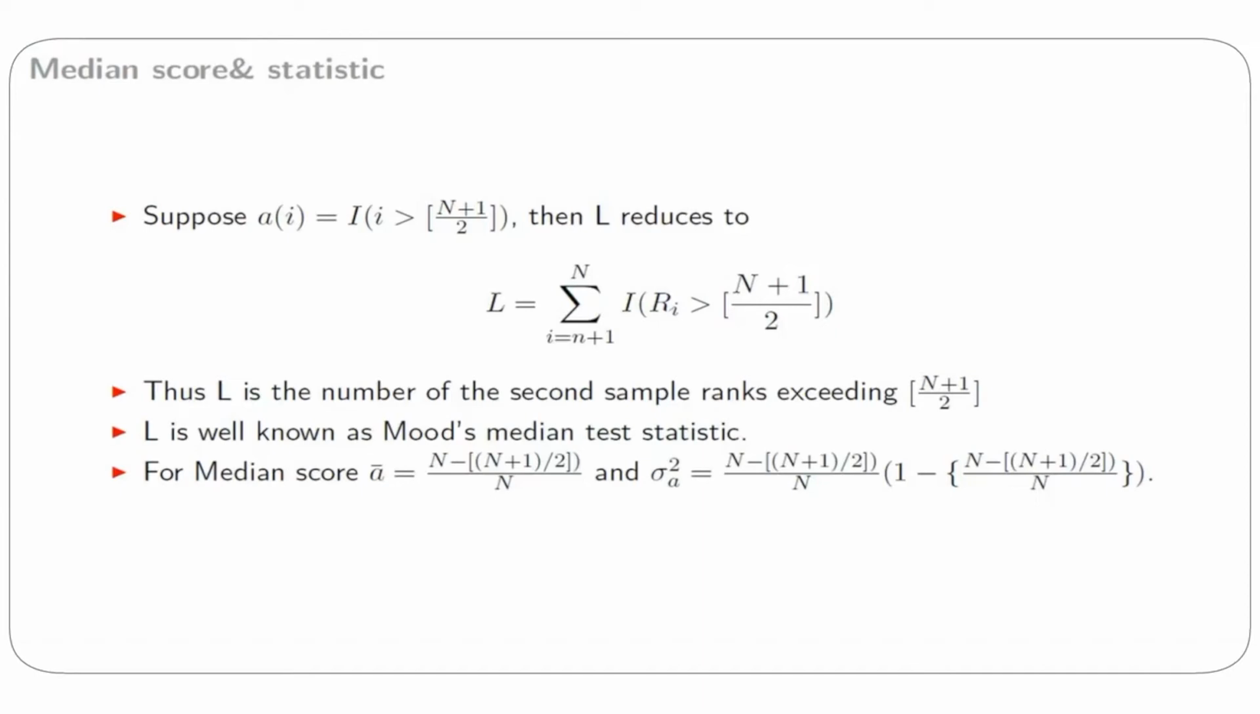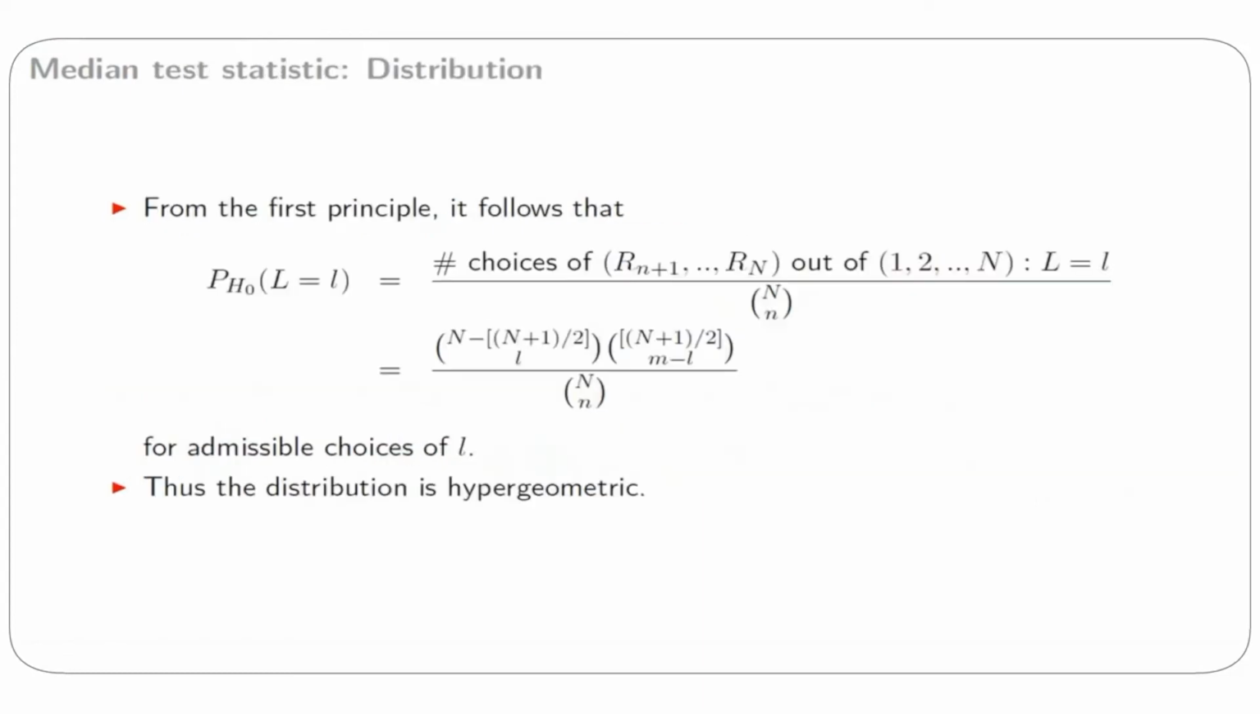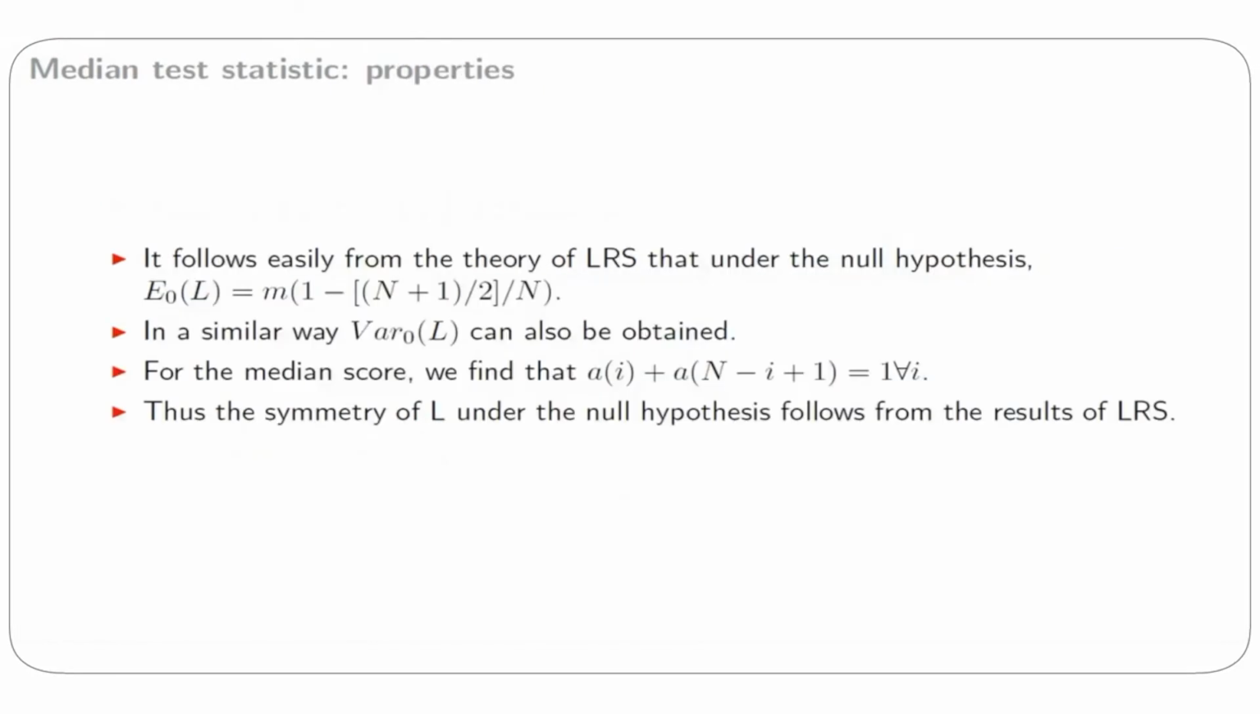For the median score, we can find a bar and sigma squared a, and hence the variance of the median score statistic can also be obtained. Now, it is interesting to observe that with the definition of the median score statistic, we can find the null distribution of such a statistic. From first principles, it follows that the probability of capital L equal to small l under the null hypothesis is nothing but the number of choices of R_{n+1} up to R_N out of 1 to capital N such that capital L equals small l, whole thing divided by N choose n. Thus, we find the null distribution of L as similar to hypergeometric.